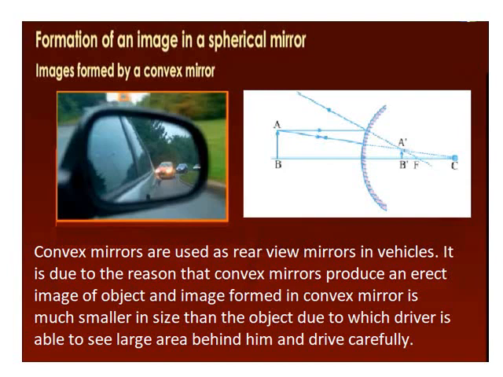Now you can see in the mirror the car which comes behind, it is seen upright, and you can also see some 3 cars which are following one by one. So it gives a wider field of view, as well as an erect image, and that's why convex mirrors are used for rear view mirrors.